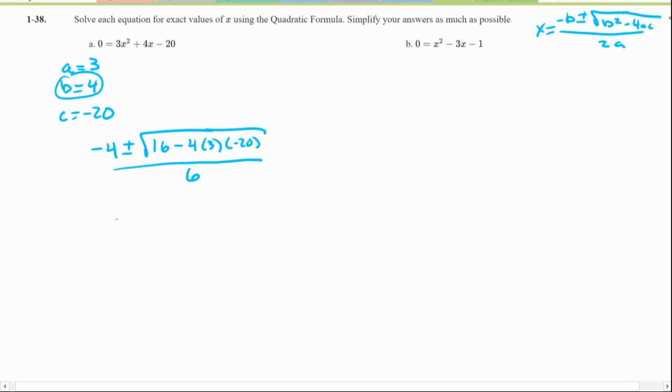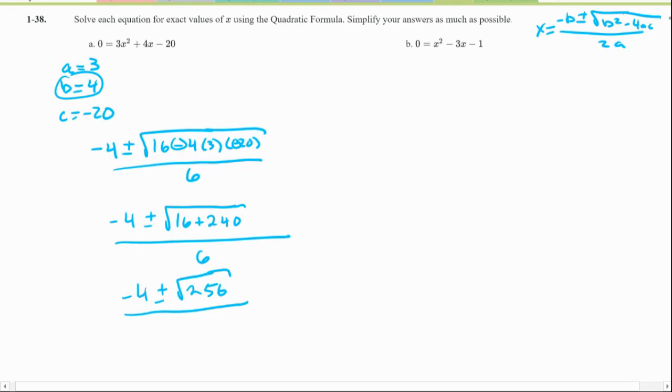Now I'm going to simplify this a little bit more. Negative 4 plus or minus the square root of 16, then we have 4 times 3 times negative 20. If you notice two negatives, it's going to become adding. And when I multiply all those together, I end up getting 240, all over 6. Now, simplifying more, plus or minus the square root of 256.